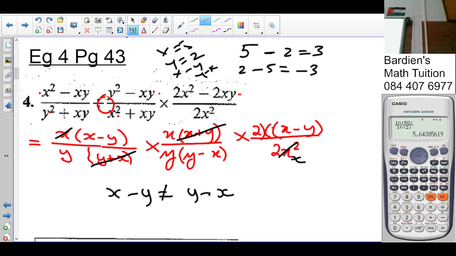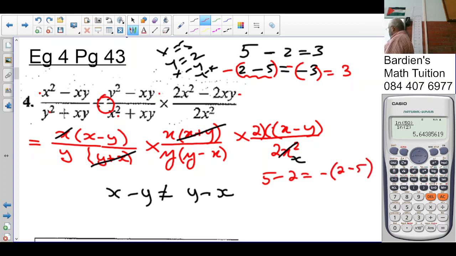What would have happened if I put a negative outside here? Then this would have been minus 3 times negative, which is 3. Positive, not so? Which now means to say that 5 minus 2 is definitely equal to negative into 2 minus 1.